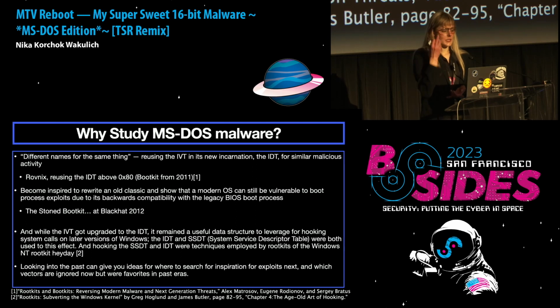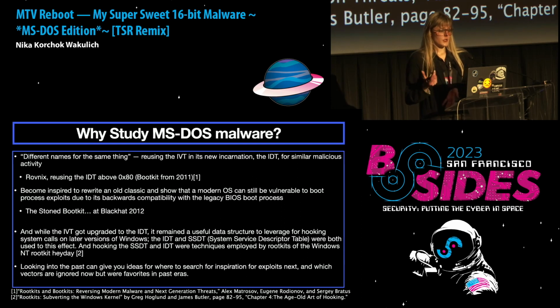And one prominent example, very specifically in terms of using the IDT, was Rovnix, which is a bootkit from 2011 that stored its payload in the IDT above interrupt 80, in a range of entries above interrupt 80, which was known to be typically free. And similarly, the IVT above those ranges was free and was used to store payloads in earlier 80s and 90s bootkits or 80s and 90s viruses. So still in 2011, it's manipulating the same data structures and leveraging them to pretty powerful effect.